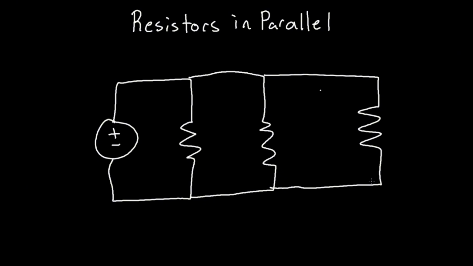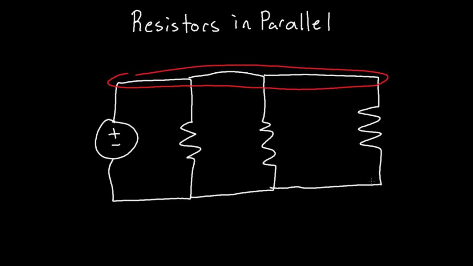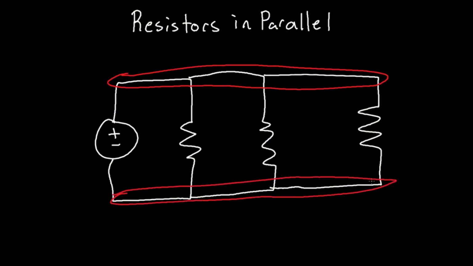Resistors are in parallel if those two resistors share the same node. So these two resistors share the same node, correct? This entire top section would be a node, since it is a connection point between all the resistors, and this entire bottom part is also a node, or can at least be considered a node.